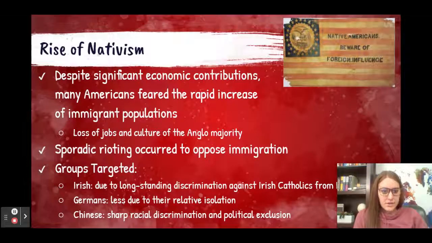So the rise of nativism really begins in our early 1800s. Now, it is an American theme throughout US history, but we start seeing more significant sentiments of nativism in our early 1800s. So, this is really due to the rapid increase of immigrant populations in this time period. There was fear over loss of jobs and fear over the loss of the Anglo culture. And so initially there was some rioting that took place, and the early groups that were targeted were the Irish, Germans, and Chinese. Now, as nativism continues throughout American history, other groups are targeted as well.